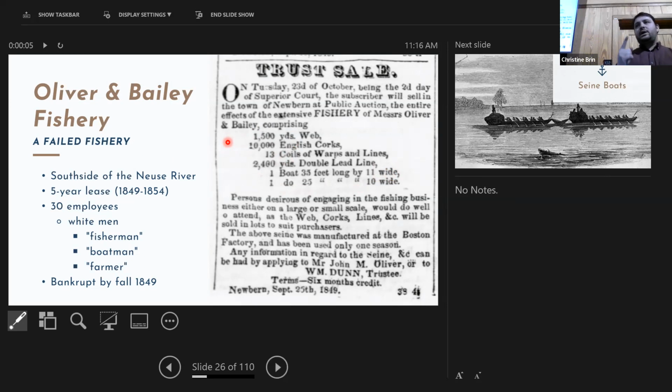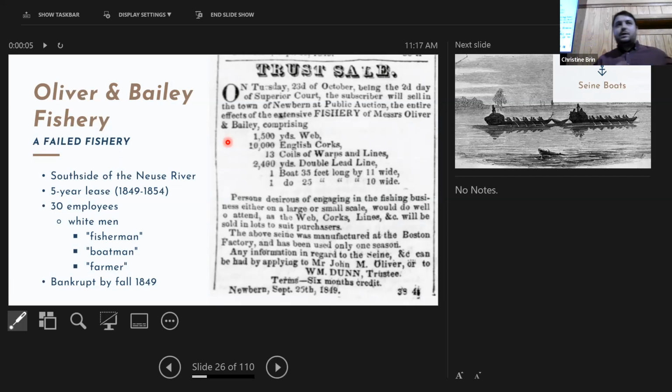They'd only used 1 year of a 5-year lease, so they're also trying to sell off the other 4 years of that lease. And what's also really interesting about the bankruptcy papers for this fishery is that they not only listed all the businesses that they owed money, but they listed all the employees that they had on the books that they owed money as well.